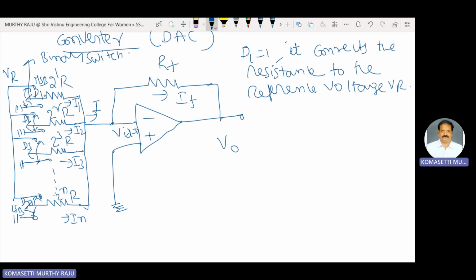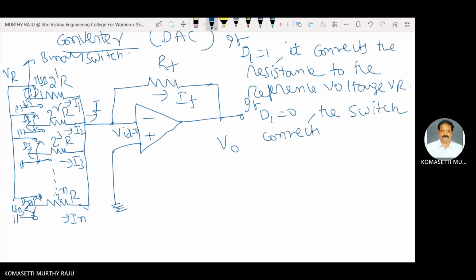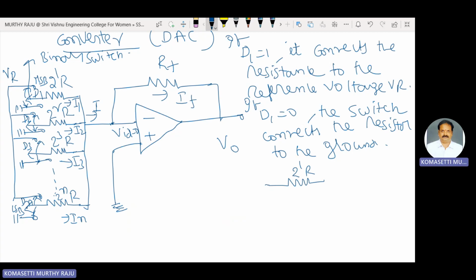If the input bit is 0, that means D1 is 0, the switch connects the resistor to the ground. This one is the resistance 2 power n R, and the input bit is represented by D1.